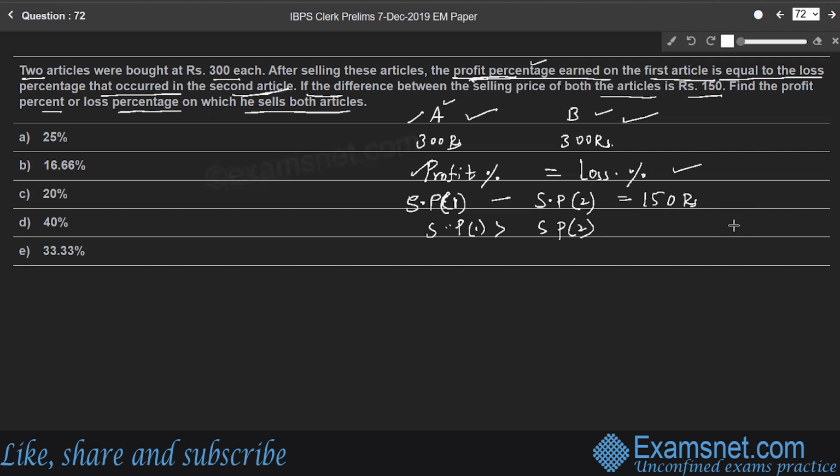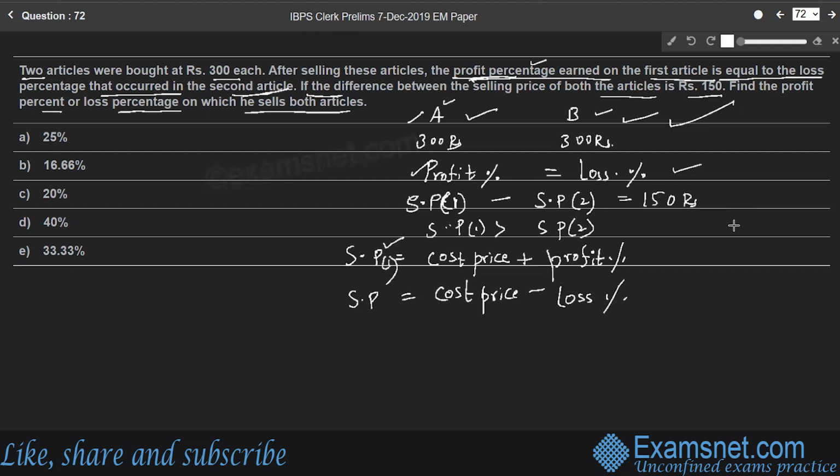So for selling price, we are using the formula: selling price is equal to cost price plus profit percentage when the article is sold at profit. When the article is sold at loss, it becomes cost price minus loss percentage, right? So this becomes the selling price of article 1, and the second becomes the selling price of article 2. Using these two formulae, we are finding the profit percentage and loss percentage.